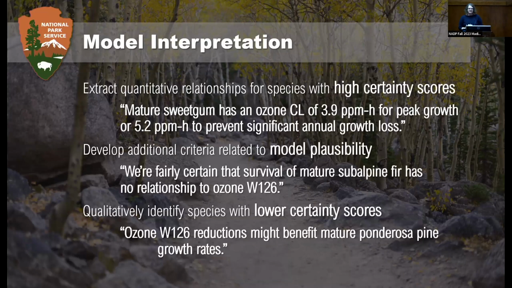And so we're already starting to think about how we're going to be using these models. When we have quantitative relationships with high certainty scores, we'll be able to use critical level language. So mature sweet gum has an ozone critical level of 3.9 ppm hours to protect peak growth, and it has a critical level of 5.2 ppm hours to prevent significant annual growth loss.